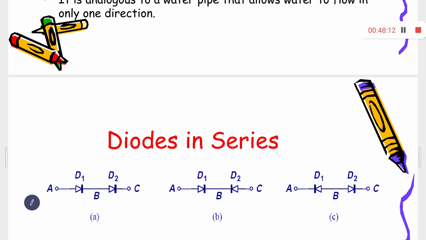Now, this is analogous to one of your digital logic gates, the AND gate. Those who did the experiment today, they verified it, no? Yes, sir. AND gate, OR gate, XOR gate, NOT gate, NOR gate. So this is analogous to the AND operation.